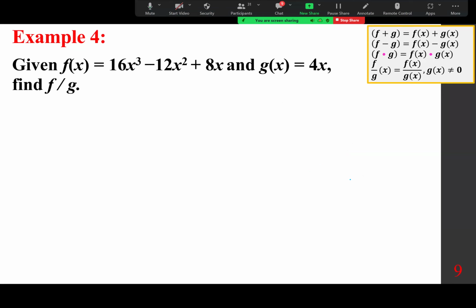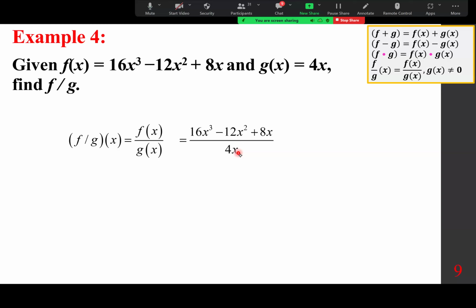We're going to continue with algebra of functions. Given f of x equals 16x cubed minus 12x squared plus 8x and g of x is 4x, find f over g. Well, we just write f of x over g of x. You can write it right here that the denominator can't be 0. Or just ultimately over here, that means 4x can't be 0, x can't be 0.